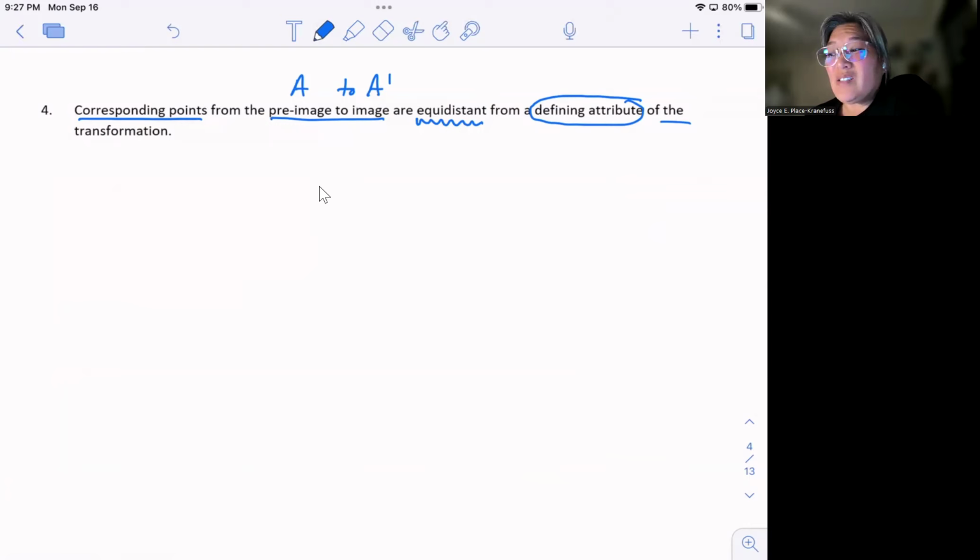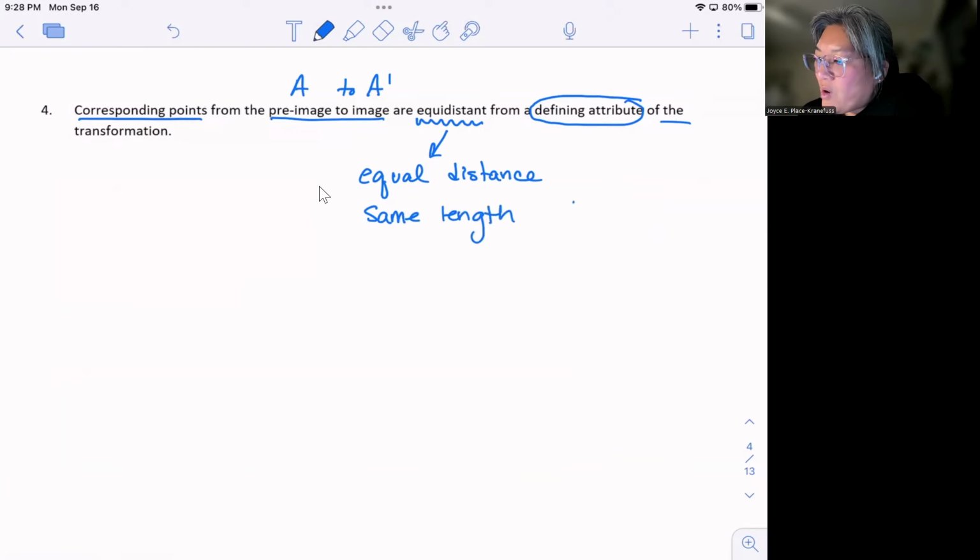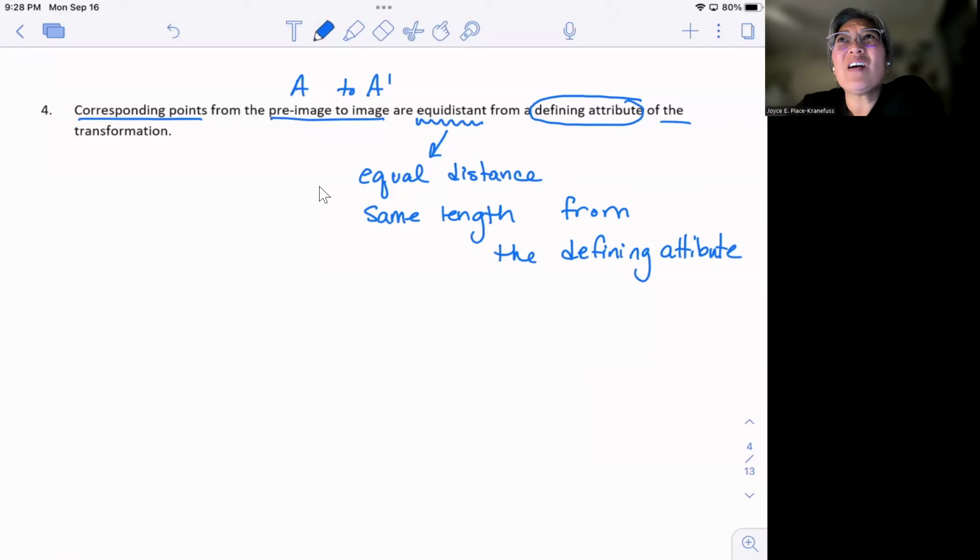Equidistant is just what it sounds like. It sounds like it says equal distance. So basically they have the same length from the defining attribute. A defining attribute is something about you that makes you unique. So for us, the defining attribute of the transformations.